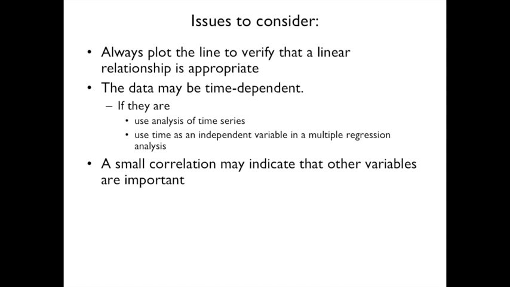And if you don't have very good correlation, that may indicate that there are other variables that are important. If you try to do this linear thing, there may be a cycle that needs to be taken into account, or a seasonal variation that needs to be taken into account. You take those two together, you'll get a more accurate model.